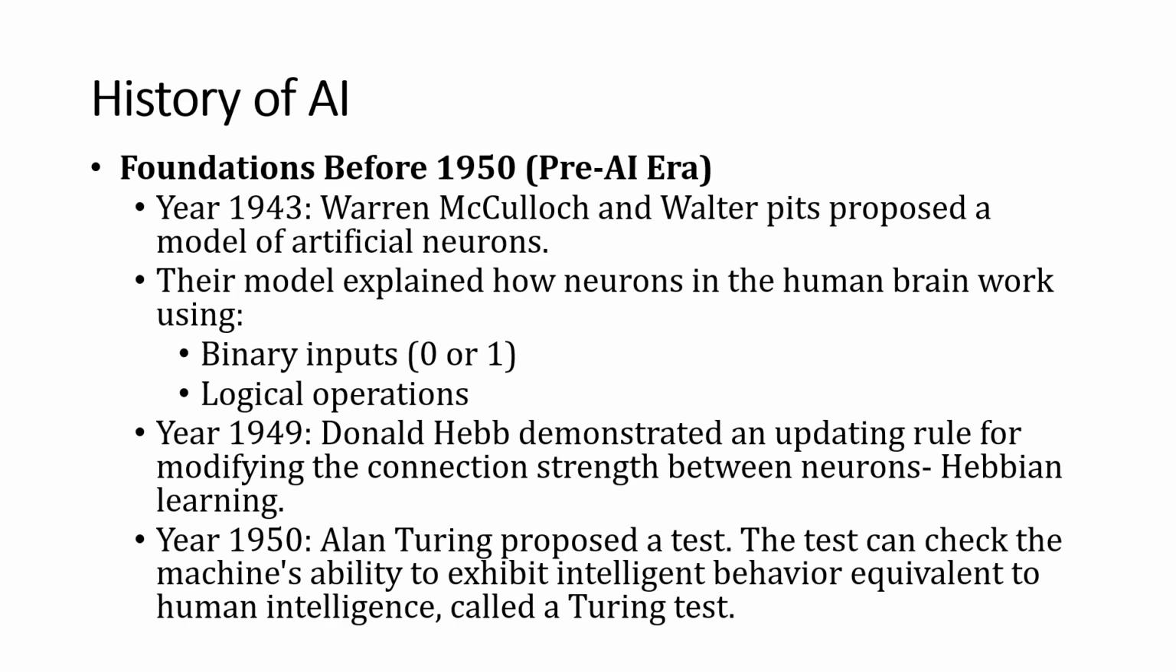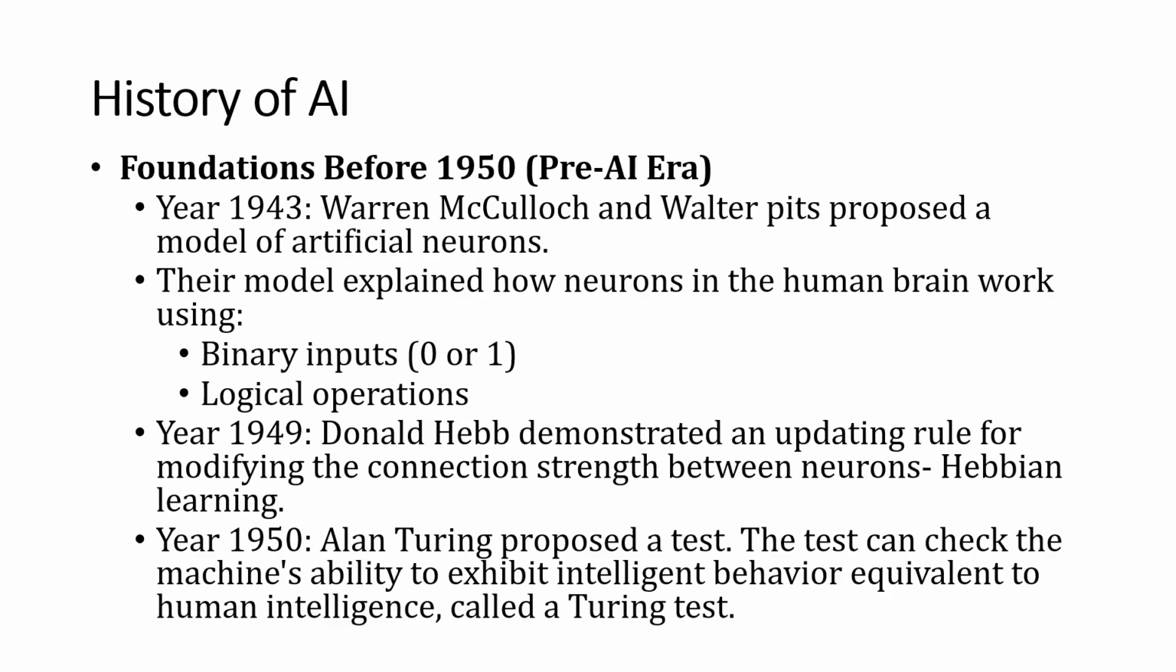In the year 1949, Donald Hebb demonstrated an updating rule for modifying the connection strength between neurons. It is called Hebbian learning. According to Hebbian learning, neurons that fire together wire together. That means if two neurons are activated at the same time, the connection between them becomes stronger. So this explains learning through experience. For example, when you repeatedly practice a skill, the brain strengthens certain neural connections. Similarly, an AI system can learn by adjusting weights.